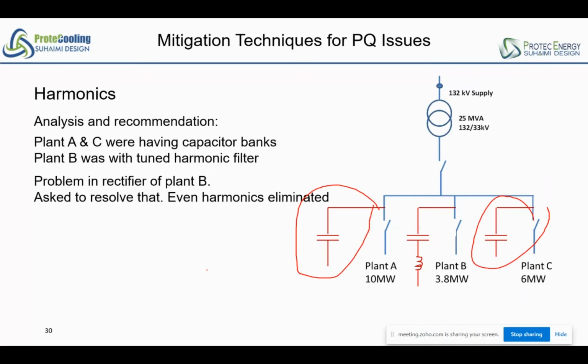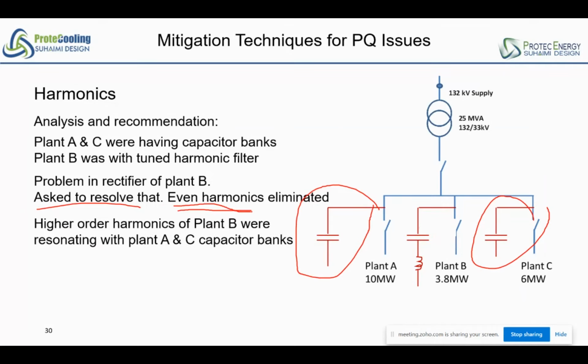Then we identified some issues in the rectifiers of the plant B furnaces. So we asked them to resolve that. So that solved the issues of even harmonics. So even harmonics were basically due to some issues in the rectifiers of the furnaces.